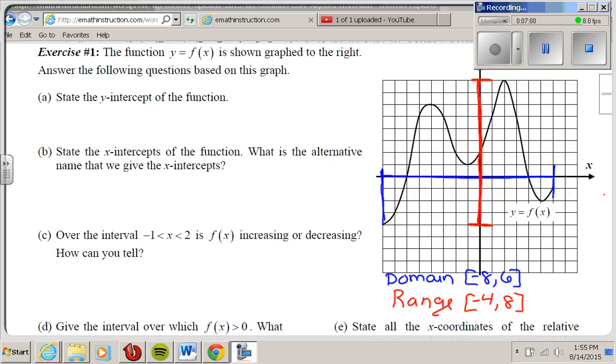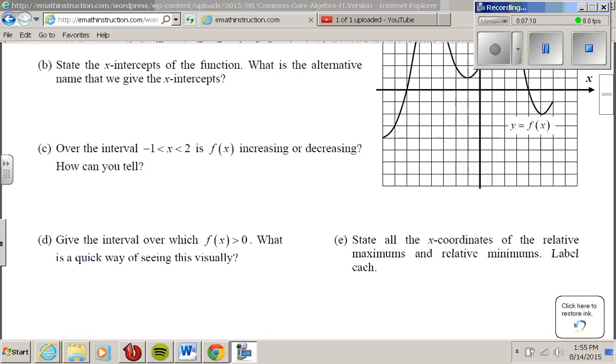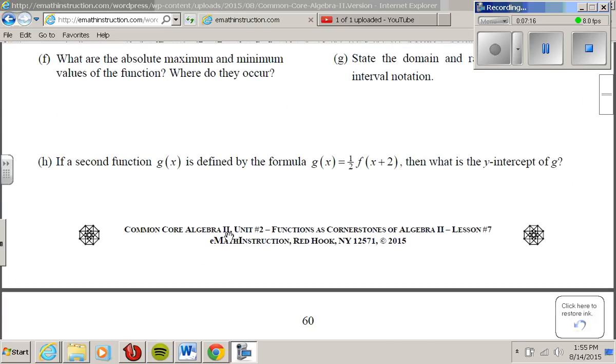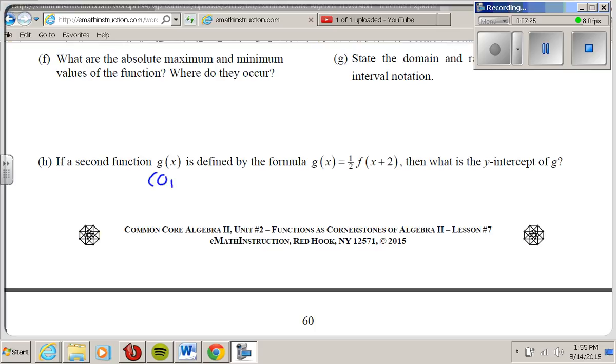So these are the types of pieces of information that you need to be very comfortable with pulling out of these functions. The last question, H at the bottom, says, if a second function, g of x, is defined by the formula g of x equals 1/2 f of x plus 2, then what is the y-intercept of g? Now, we said the y-intercept of the function was the point 0, 2, right? So basically what this is saying is, okay, I'm going to take the x and I'm going to add 2 to it.